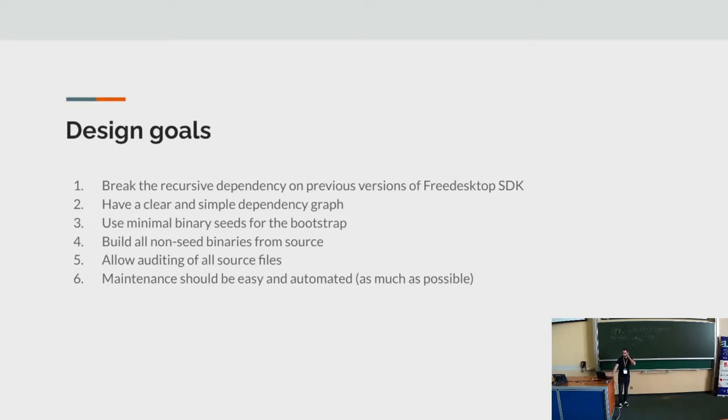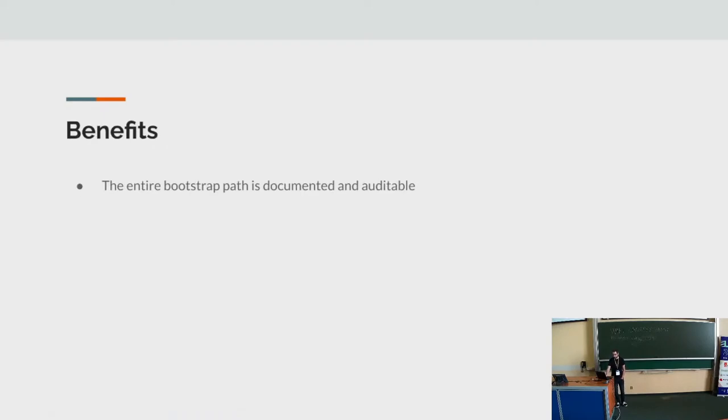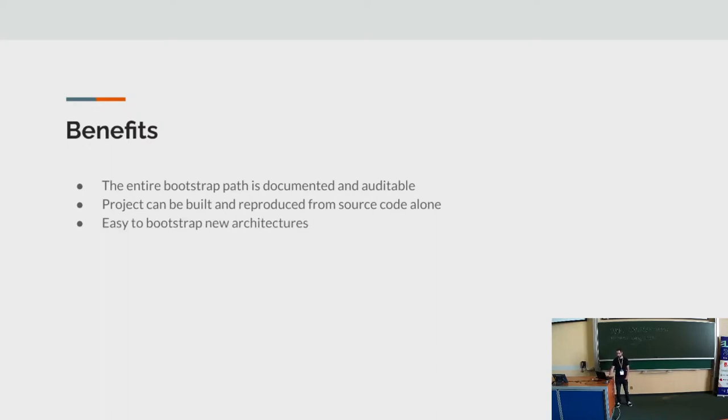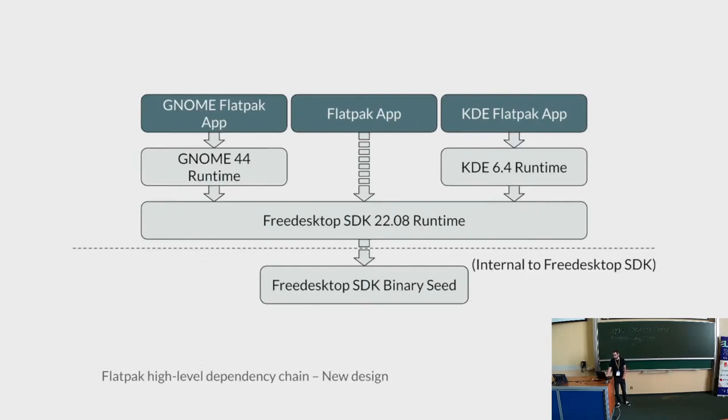The last point is mostly about having this well integrated within the build stream, let's call it, setup that we have in Freedesktop SDK. The benefits: the entire bootstrap path is documented and auditable. The project can be built and reproduced from source code alone, and it's easy to bootstrap new architectures. So this is basically the new design. You can see that it doesn't end in, you know, three dots, because it ends there. We have the Freedesktop SDK basically dependent only on a single project called the Freedesktop SDK binary seed, and that's it. There are no additional steps. You need only this one.